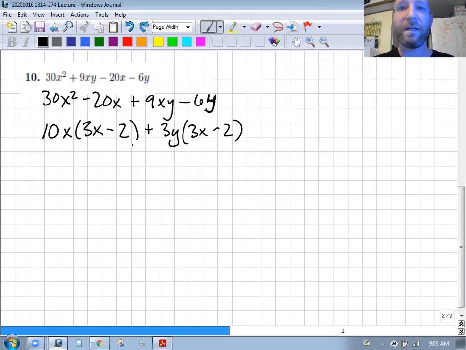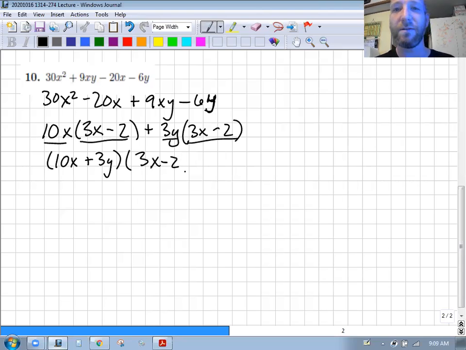And conveniently, we have the same factor here. So what this is, we have a 10x and we have a 3y. They're both being multiplied by a 3x minus 2.